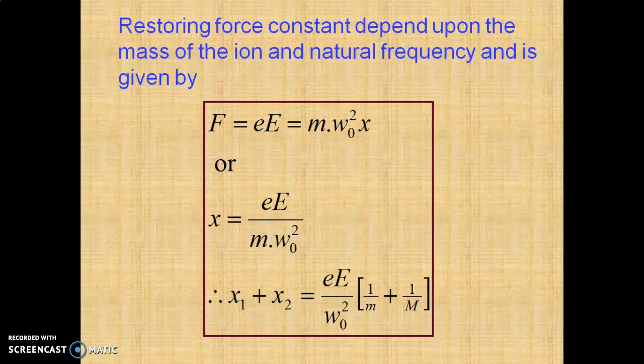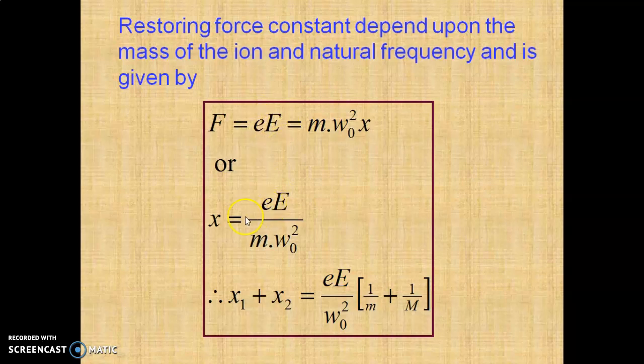You can write the force acting on the ions, that is the restoring force, F equal to eE, which is equivalent to m omega naught squared x. So eE equals m omega naught squared x, where m is the mass, x the displacement, omega naught the angular frequency, e the electronic charge, and E the applied electric field. It is a common equation.